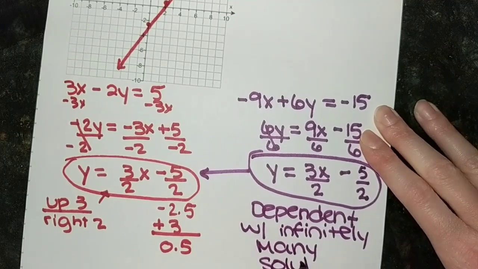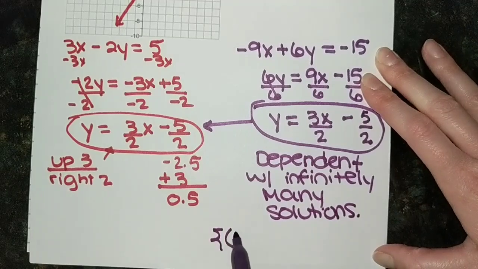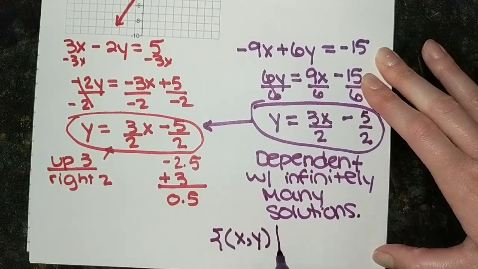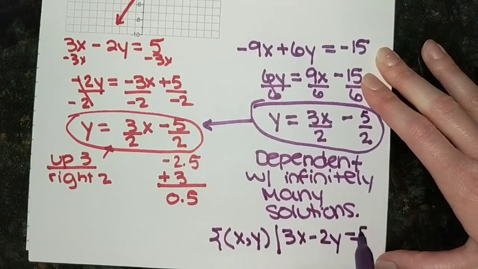And again, those solutions lie on the line, and the way you could write that is as parentheses x comma y, and then a bracket, and then the equation of your line. So 3x minus 2y is equal to 5.